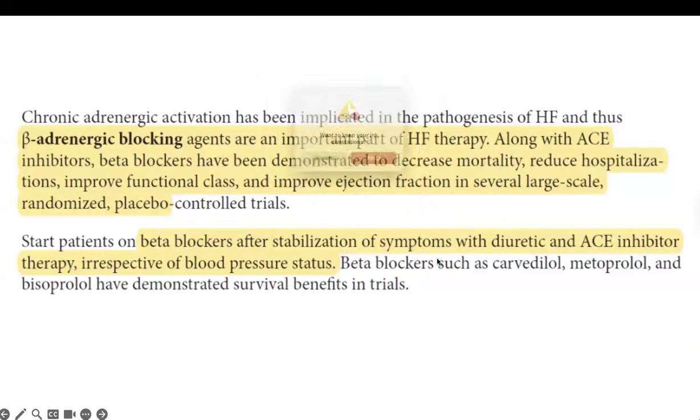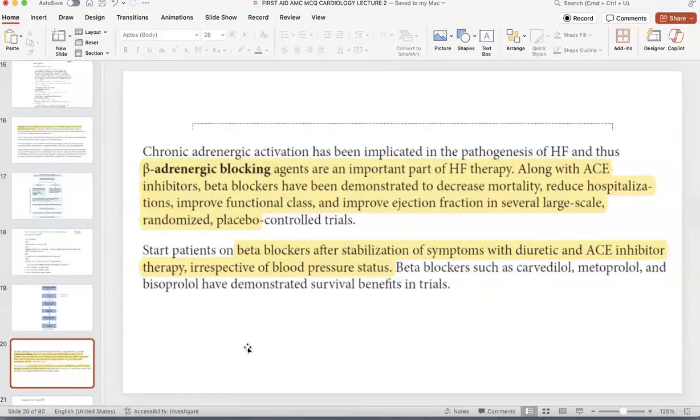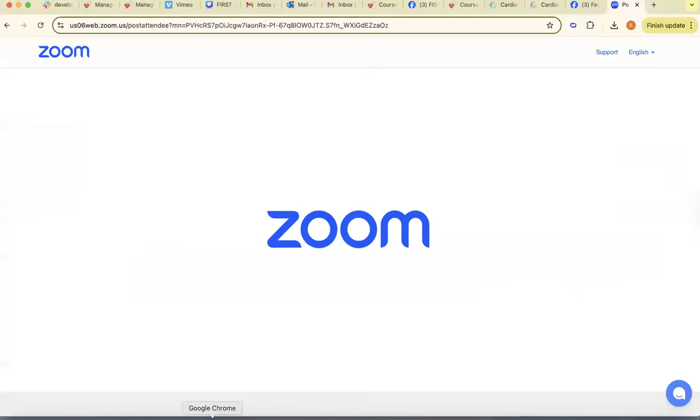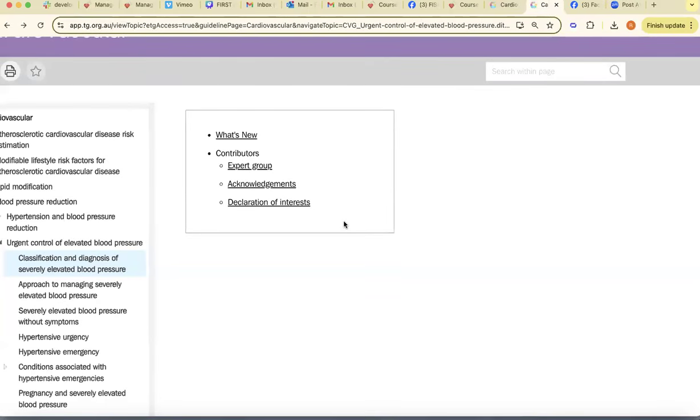Now, while we are at it, I would like to just show you a few things from therapeutic guidelines about heart failure. So just give me a moment.